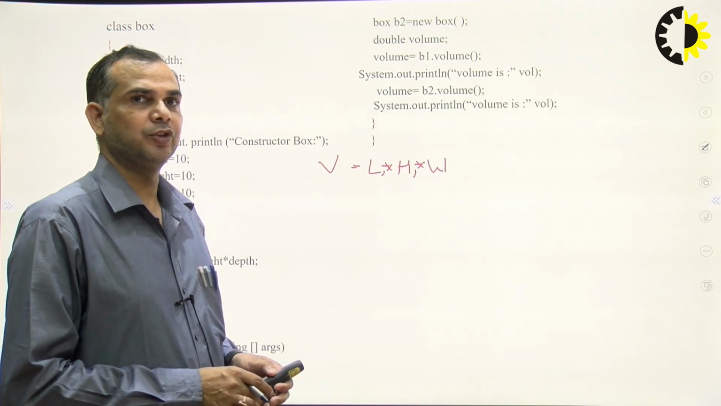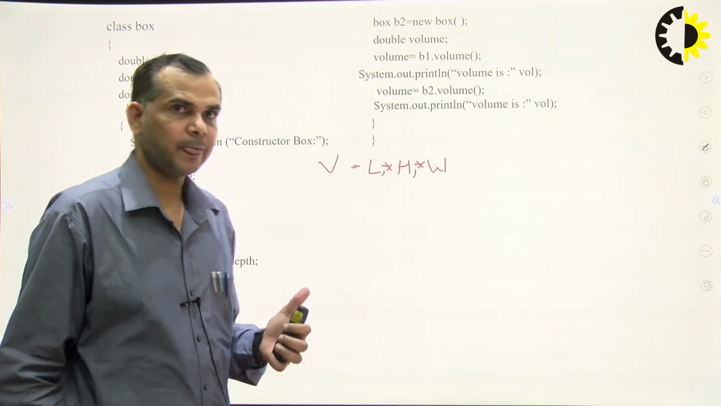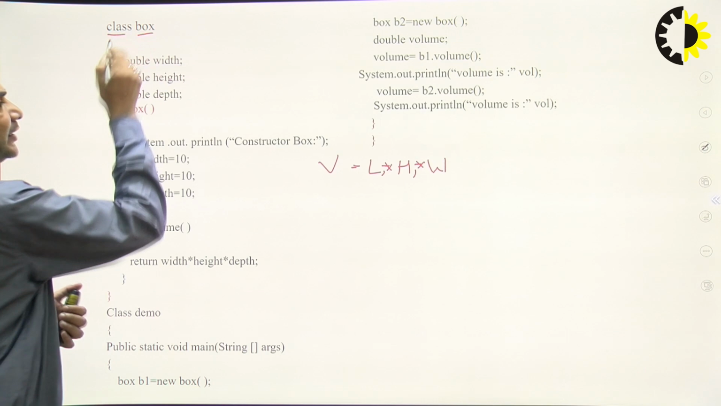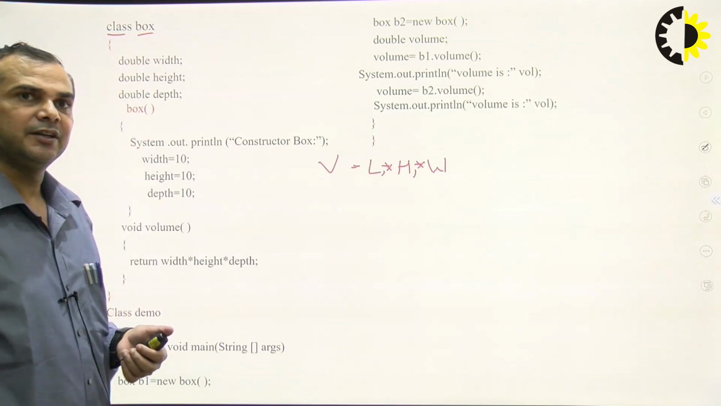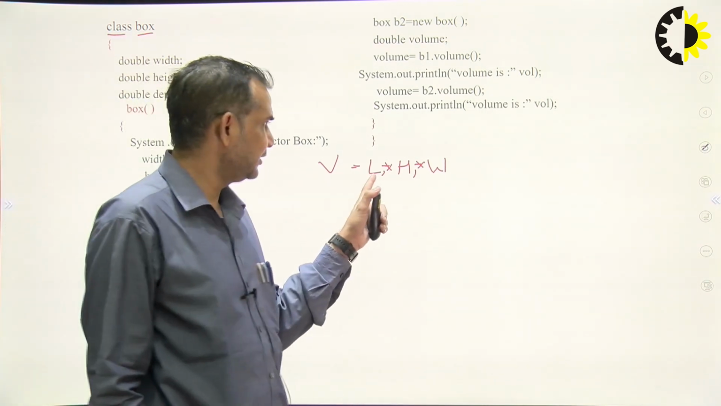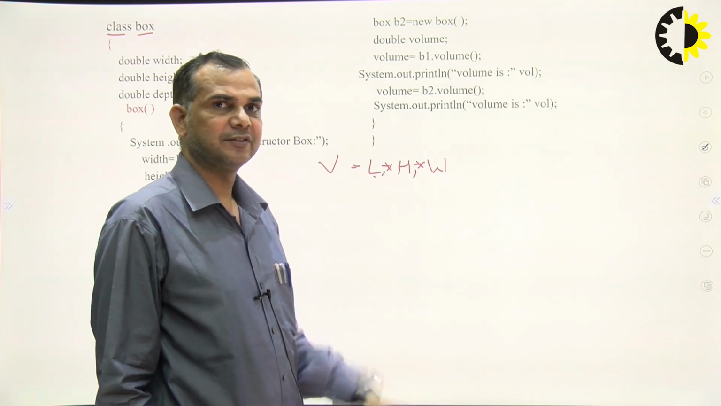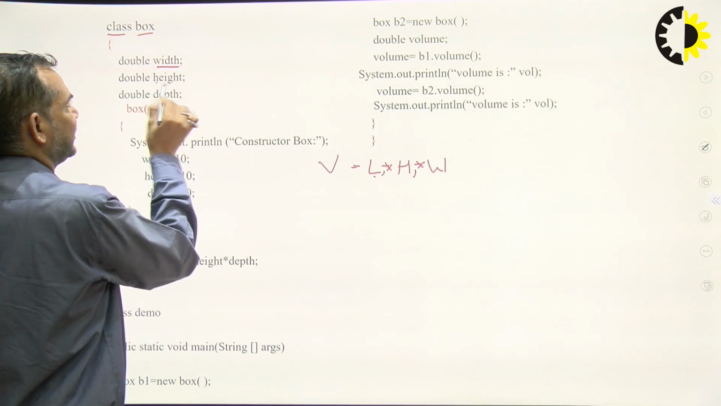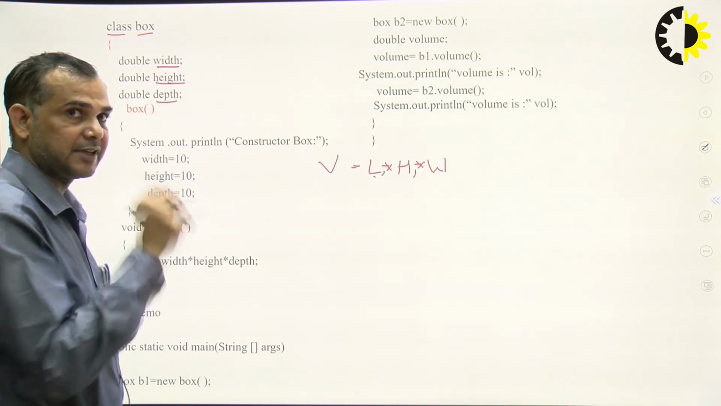So we can use the volume. Okay. Now we have to declare a class that is Box, or we can say that is Room. So what do we require? Three things. One is length, second height, and width. So we have to declare the width, height, and depth. These are the three variables.